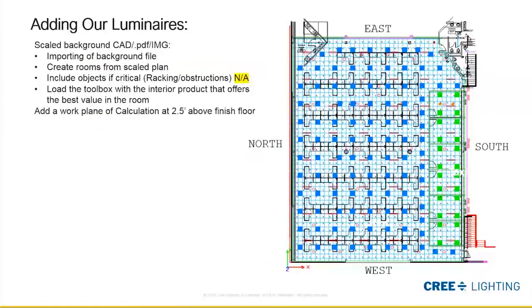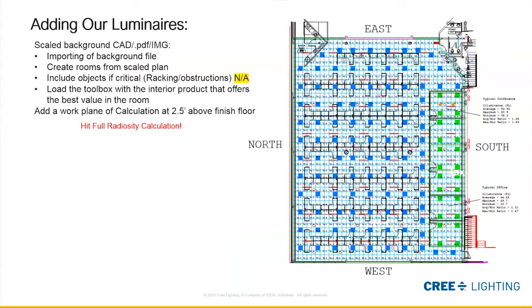Our final step is to add the calculation plane into the model, and we use a work plane of 2.5 feet above finished floor and hit full radiosity calculation. When we looked at exterior, if you remember, we calculated only direct illuminance. This is different indoors because we need to take advantage of all our interreflections that we mentioned around the room. So full radiosity calculation is a must for indoors.